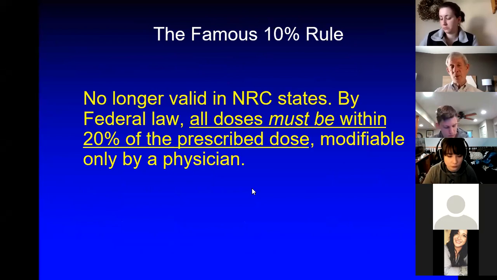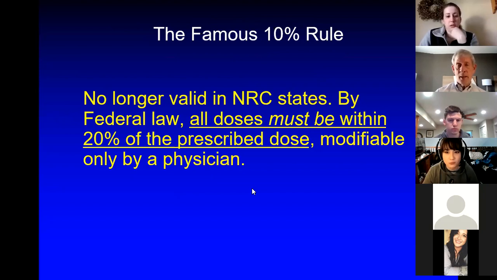Now, we used to live with the famous 10% rule, and some hospitals, including mine, still do. We don't like the 20% rule, and we have set our hot lab computer as a default for 10%. And so if someone enters a number not within 10% of the prescribed dose, a big red box shows up and says, go back and modify the dose that's out of the limits. But that's not the law. That's what we chose to do. The law is always going to be plus or minus 20%.